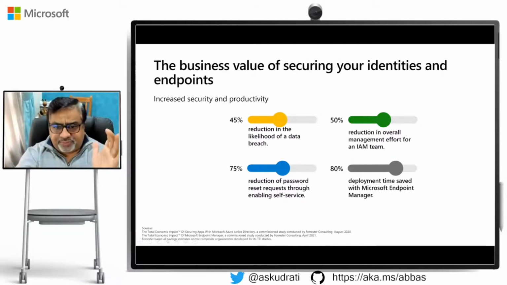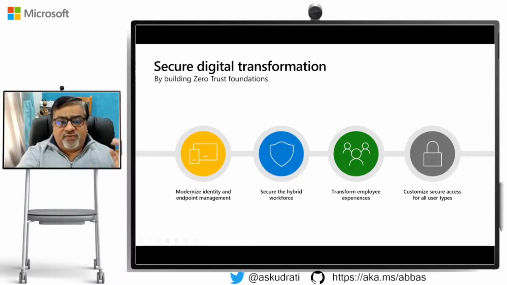What we have seen is a number of statistics in terms of how an organization has seen almost a 45% reduction in the likelihood of a data breach when they design their zero trust architecture in a correct manner. We've also seen a 75% reduction in password reset requests, because now you have enabled self-service password reset as a part of your zero trust network architecture. We've also seen a high increase in IT efficiency, almost up to a 50% reduction in overall management effort, and an 80% reduction in deployment time when you're deploying new devices, or a variety of devices, right? So if you build the correct zero trust foundation, it definitely helps you in a number of ways.